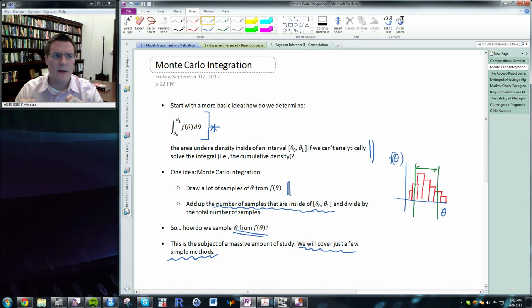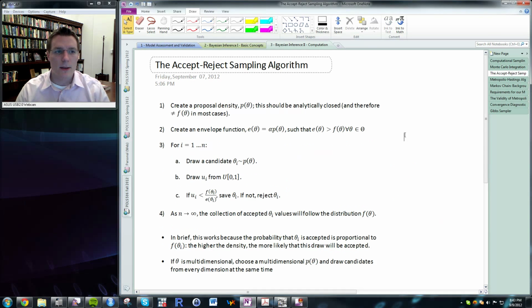So let's start with a reasonably simple procedure for sampling called the accept-reject algorithm. So the accept-reject sampling algorithm is a procedure that we can use to move from sampling from a simple distribution, in this case a uniform distribution, to sampling from a more complicated distribution. And let me explain just briefly how this works.